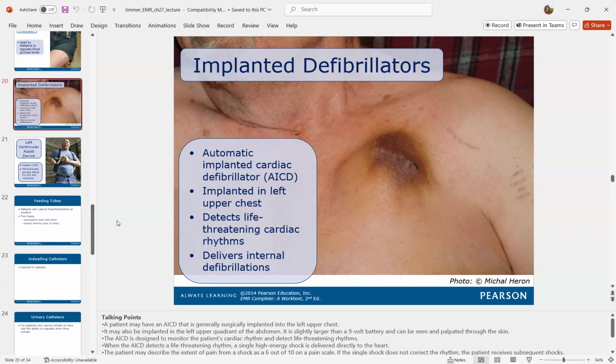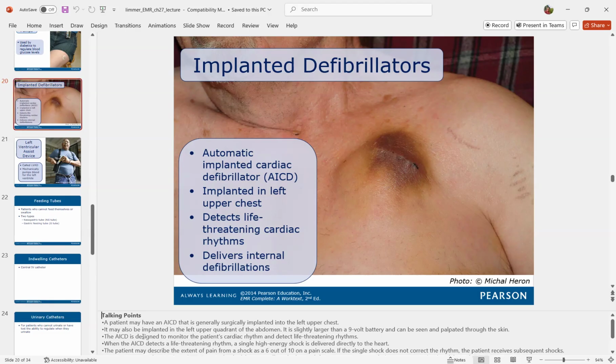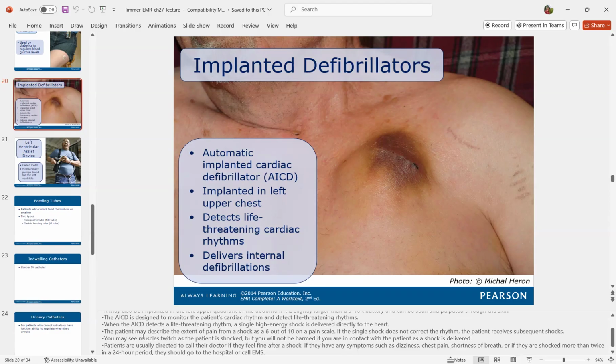The AICD is designed to monitor the patient's cardiac rhythm and detect life-threatening rhythms. When it does detect a life-threatening rhythm, it sends a single high energy shock delivered right to the heart of that patient. The patient may describe the pain of the shock as like a 6 out of 10 on the pain scale, somewhere in there. If the single shock does not occur or does not correct that rhythm, they're going to receive subsequent shocks after that. You may see the muscles twitch in the patient's chest as they're shocked, but it's not going to harm you if you're contacting the patient, because it's going right to their heart. It's not like putting an AED on them.